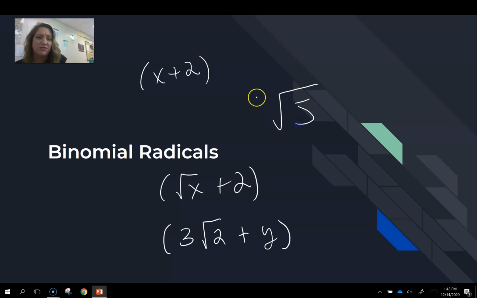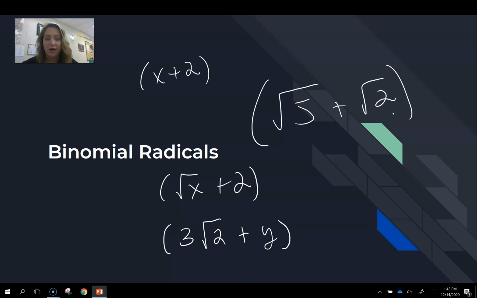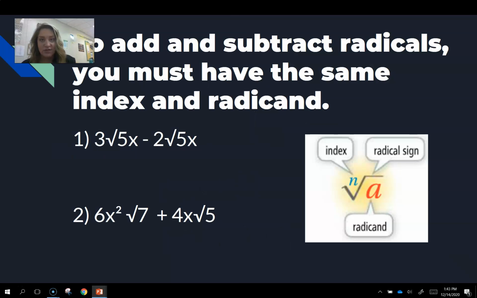They could even both be radicals. Square root of 5 plus the square root of 2. That could be a radical binomial. So there's two pieces, and at least one of them is going to be a radical. Okay, so let's talk about adding and subtracting first.